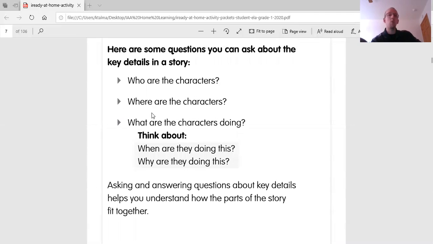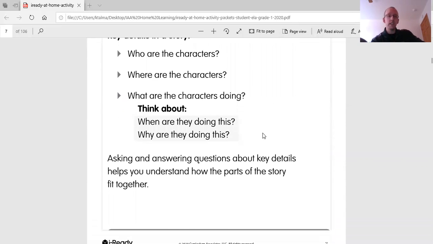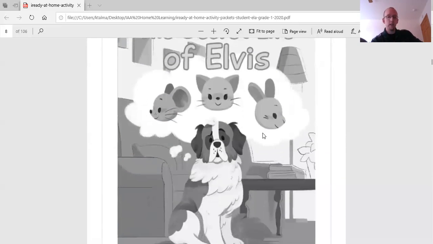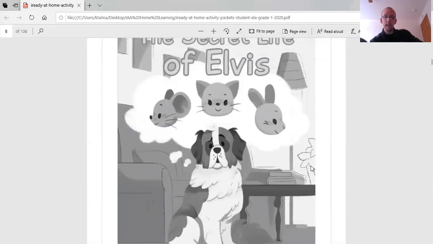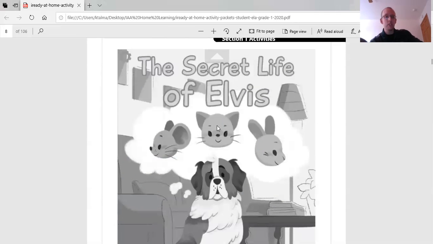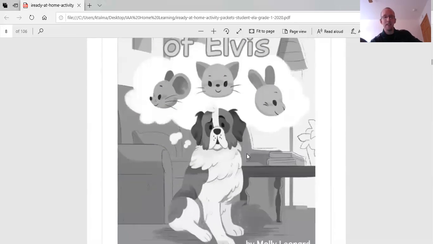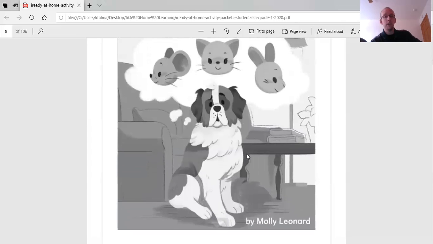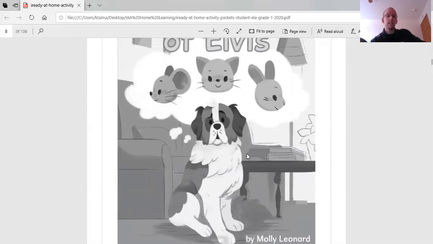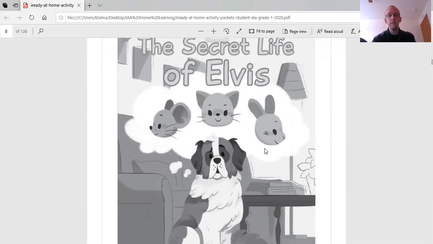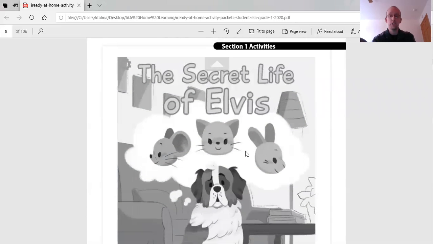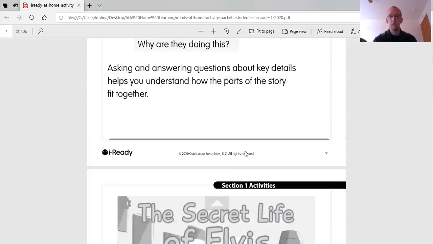I'm also going to ask, where are the characters? So just looking at the front cover, where does it look like the characters might be? Well, I see a couch and a table. I think I see a plant and a lamp and some pictures. Those all seem like things that I might have in my living room or in my house somewhere. So I'm guessing that this story takes place in the dog's house. I think the character is the dog. I think the setting is his house. All I'm doing is using details from the picture. Once I reread the story, I'll be able to double check and make sure my predictions are true.